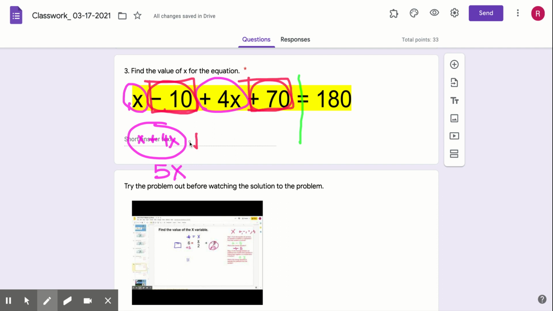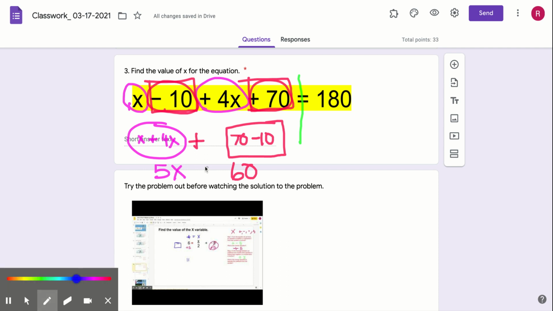So let me go ahead and put a big plus between these two families because they're still being added. And you have 70 minus 10. If you subtract that away, you are left over with 60. So this really messy equation up here was really just 5x plus 60, which is still equal to 180. From this point, you are able to solve this equation for the x value by using inverses.